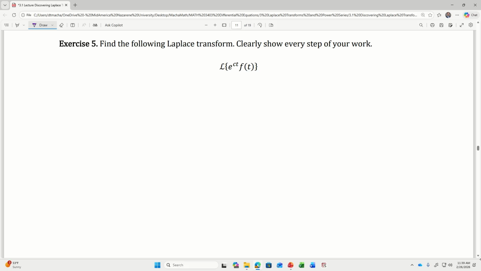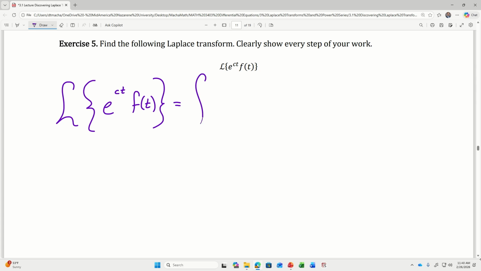Find the following Laplace transform. Clearly show every step of your work. So you've got the Laplace transform of e to the power ct, where c is just a real number constant, times f of t, where f is any function. And this is going to be the integral from 0 to infinity of e to the negative st times e to the ct times f of t dt.